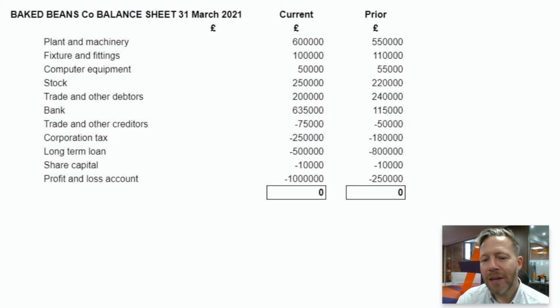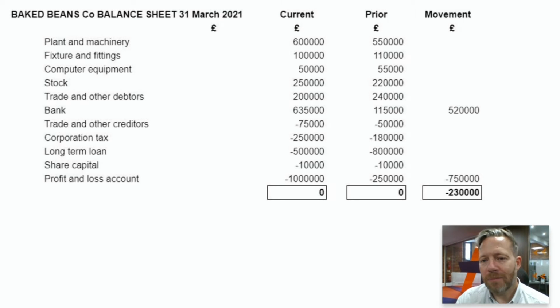Now, as you can see, both sides add up to zero, the current and the prior year. What I'm going to do now is to introduce a movement column. And I've put in there once again the movement on the bank account and the profit and loss account to show our missing £230,000. Now, arithmetically, you can see that the current year balance sheet equals nil at the bottom, as does the prior. Therefore, if we were to populate the remaining rows in the movement column, i.e. our missing £230,000, that will also equal zero.